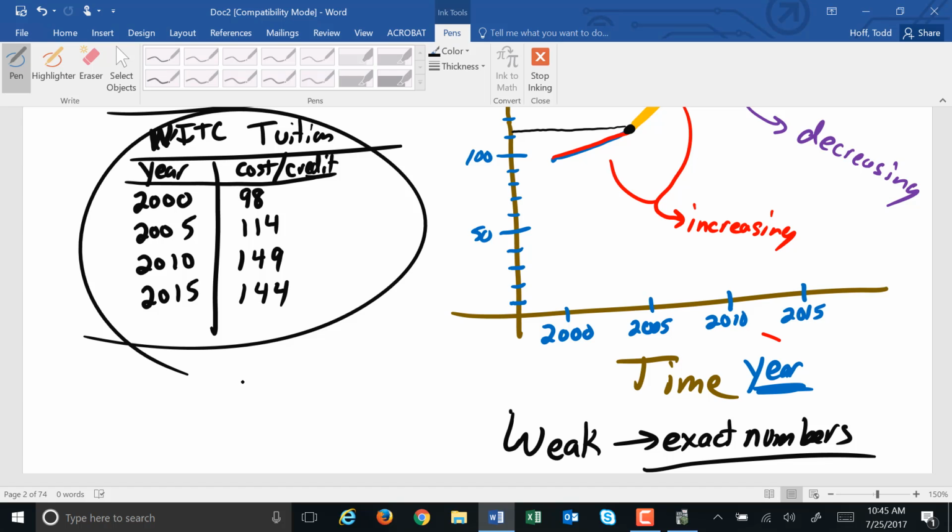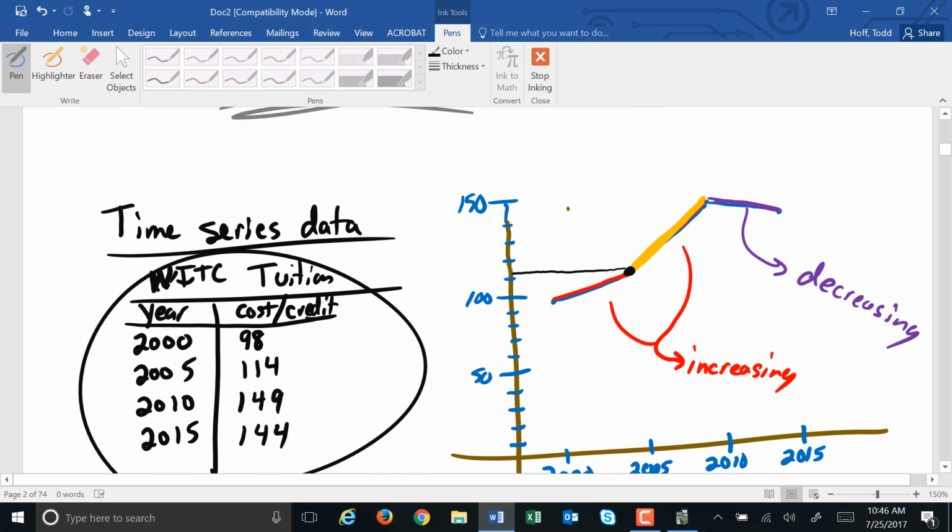Why do we bother with the graph then? Well, look at that table and tell me when the price was increasing and decreasing. You can do it, it just takes a little bit longer. In the graph, you can look at it and visually pick them out very quickly. So there's a place for each of them.